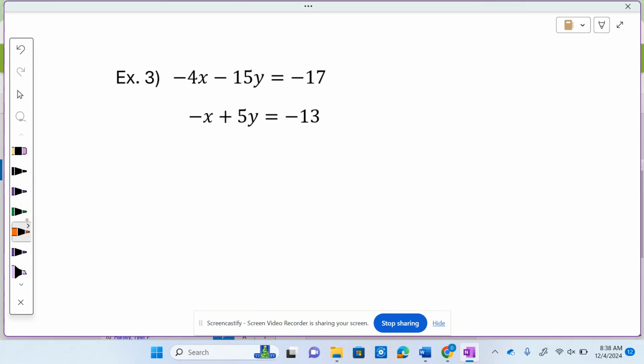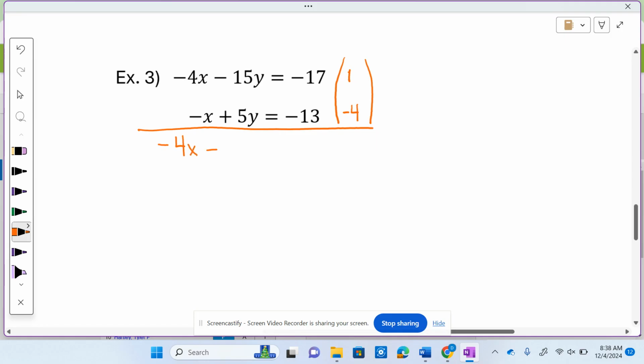So let's look at the coefficients. I've got a negative 4 and a negative 1. What can I multiply by to get rid of those? Make them the same number, but opposites. Negative 4. Daniel says we're going to multiply that bottom equation by negative 4. And I totally agree. I think that's perfect. So, not changing the top equation at all. My top equation stays the same. Negative 4x minus 15y equals negative 17.